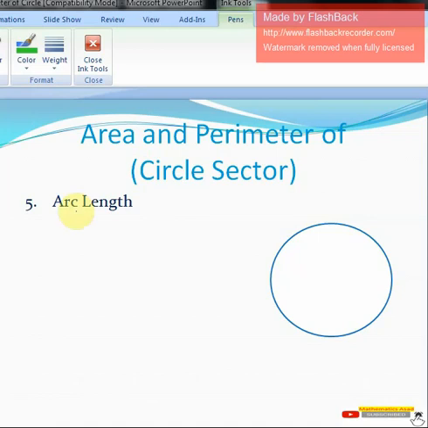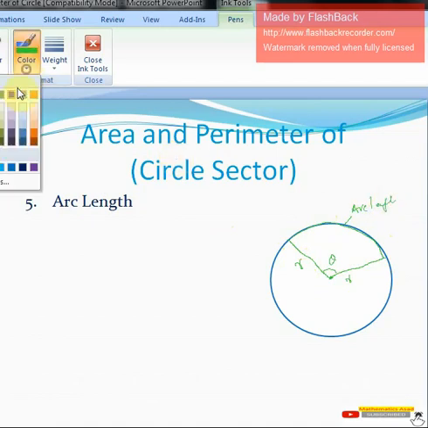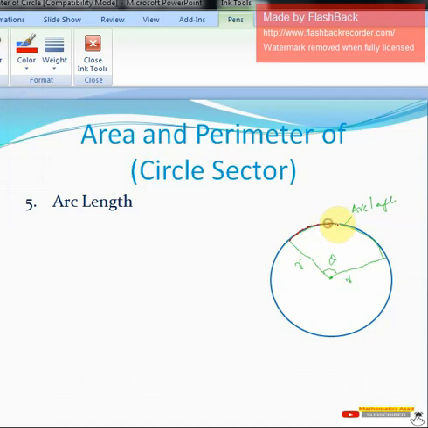Next objective is arc length. Arc length we have discussed here. It is radius, and it is radius. It is angle. So this is the arc length. If I highlight this, this length of the circle, or the part of the circle, is arc length.